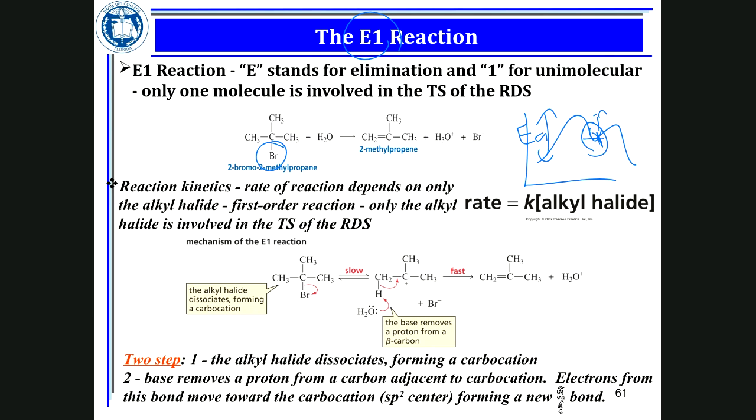A tertiary would form more stable intermediate. As a result, tertiary is going to be faster. It would go through the E1 mechanism faster because you have more stable intermediate. So tertiary would go faster because of the stability of intermediate. So you have two-step reaction: formation of carbocation, and then it's going to be removing of hydrogen from adjacent carbon.